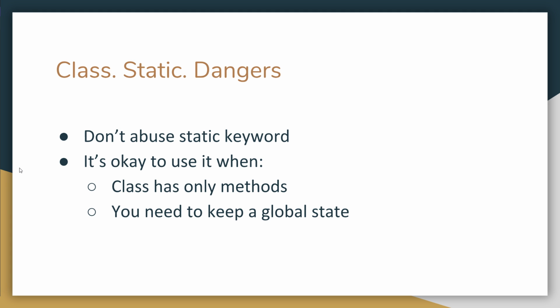Okay. So to go back to static, we shouldn't abuse it, because static is a global state, and a global state is difficult to manage. It's difficult because it can change from anywhere in your program. It's easy to use static, but it's also easy to mess it up quite fast.